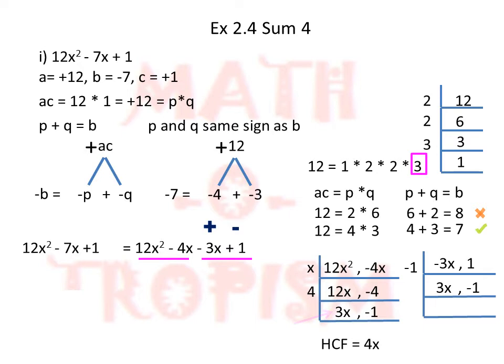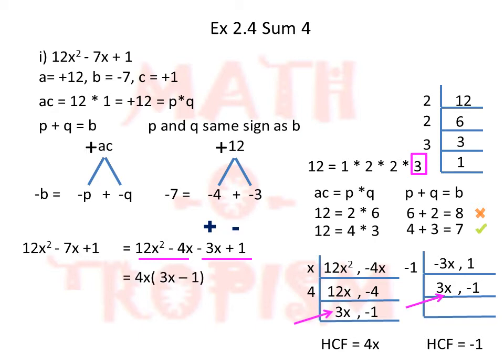So 3x minus 1. So we have to have common factors in such a way that the last remaining terms in both the groupings are the same. So here you can see 3x minus 1 and 3x minus 1 are both the same, for the HCF 4x and minus 1.